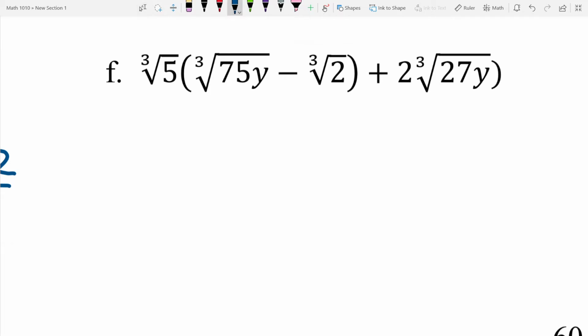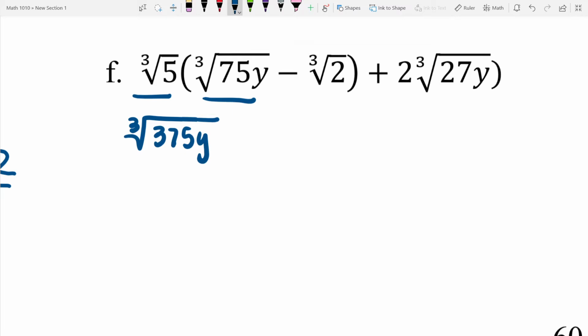One word that tells me the first step we're going to do. What's the word? Distribute. Yes. So it's this times this. So that is the cube root of 75 times 5, which is 375. So the cube root of 375, y.